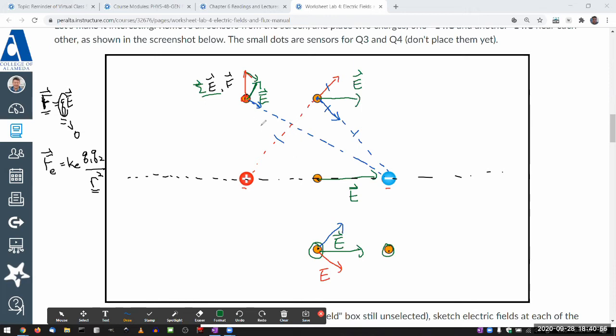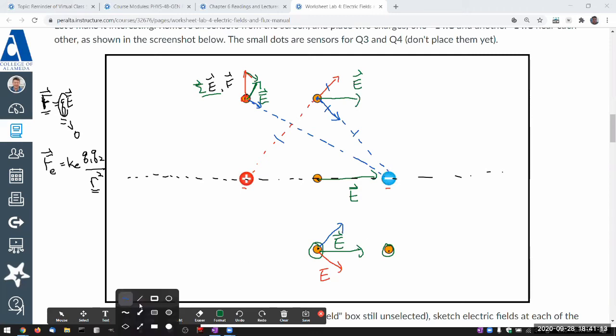I can't quite imagine rotating this whole setup in, because once you do that, then I'm swapping the location of the positive and negative charge. Okay, that is not allowed. You are not allowed to change the physical setup. So let me just work through this one normally.